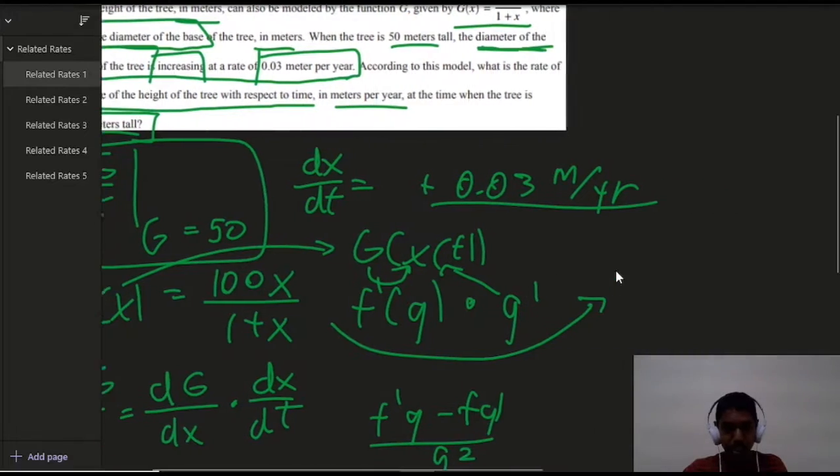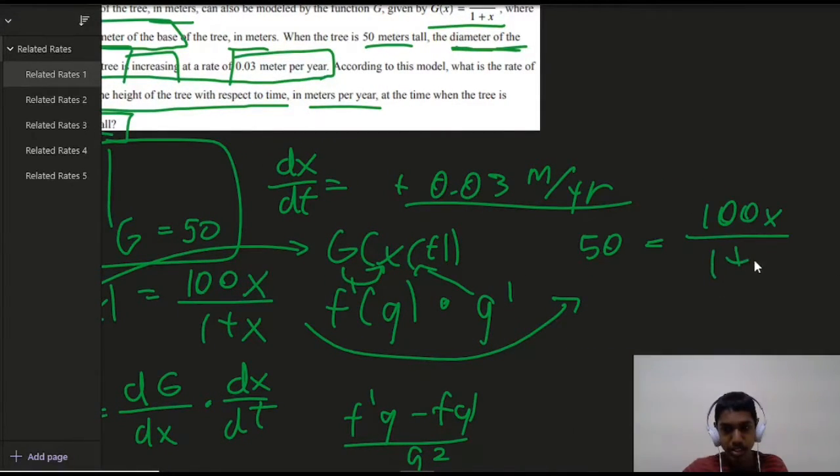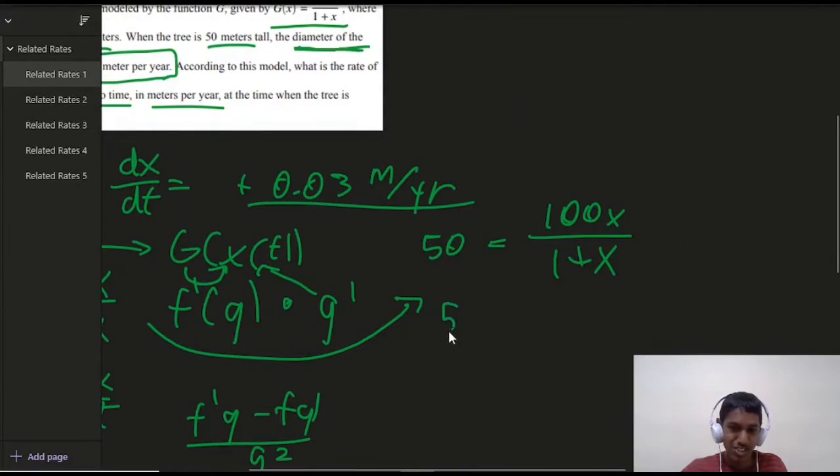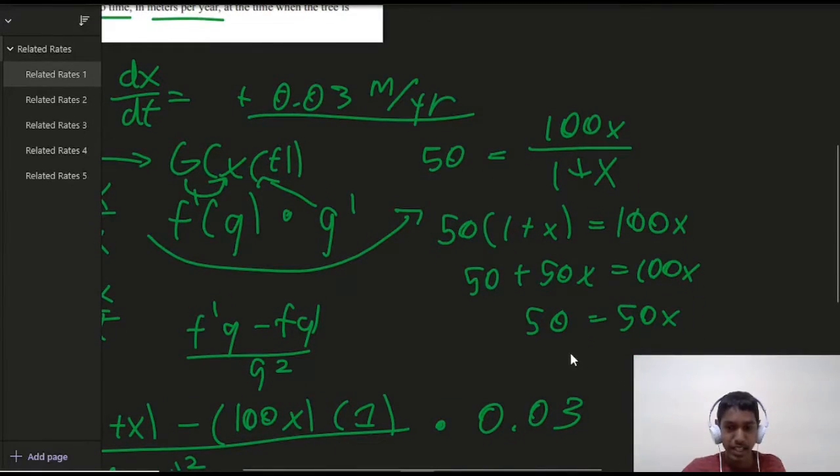So let's go ahead and plug that in. 50 is 100x over 1 plus x. Now this equation looks very intimidating just because it's a rational function, but it's actually not all that bad once you get into it. So we're just using some good old algebra here, and then we get x equals 1. Great, so x is 1.